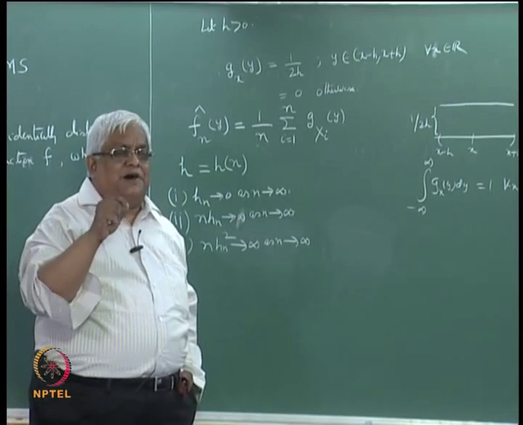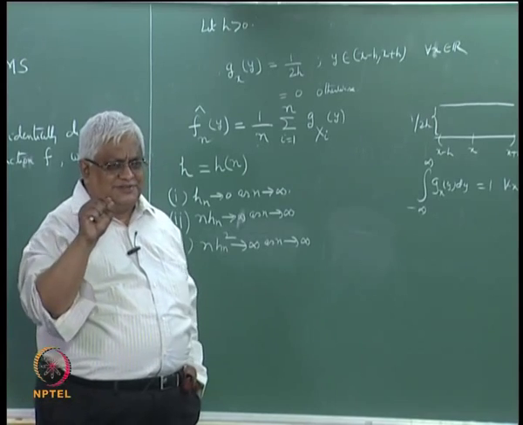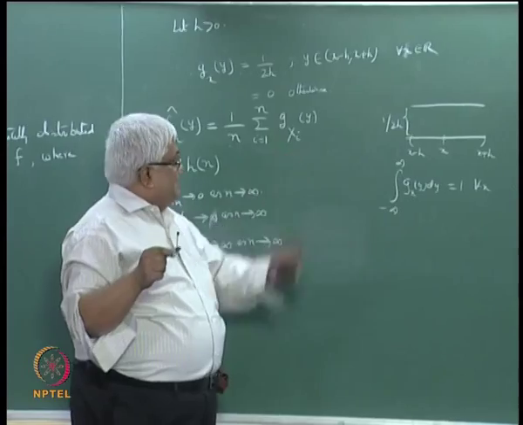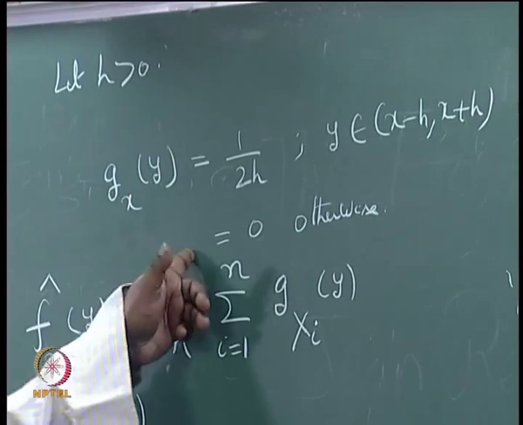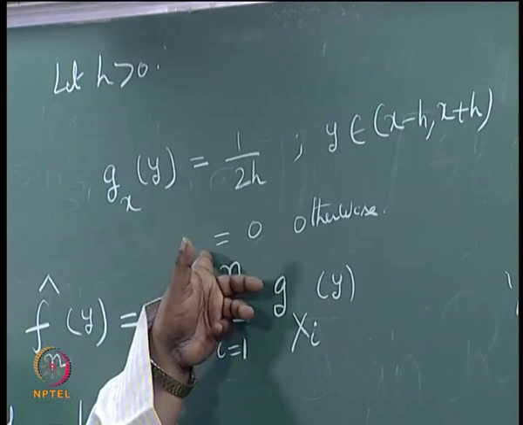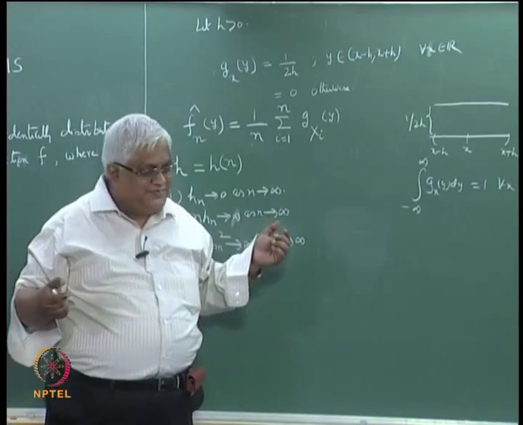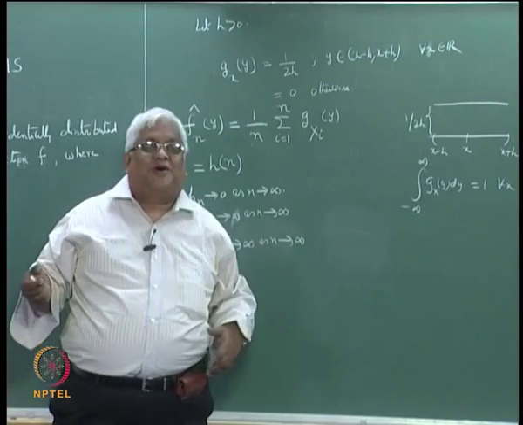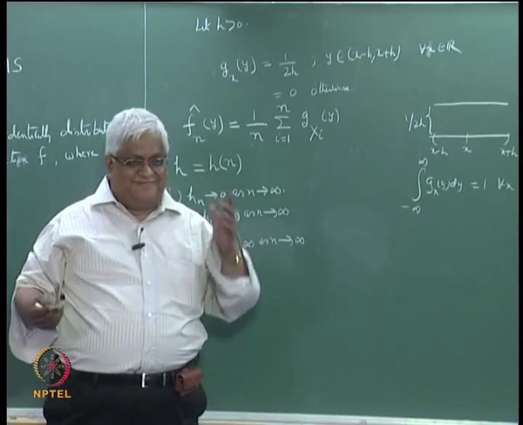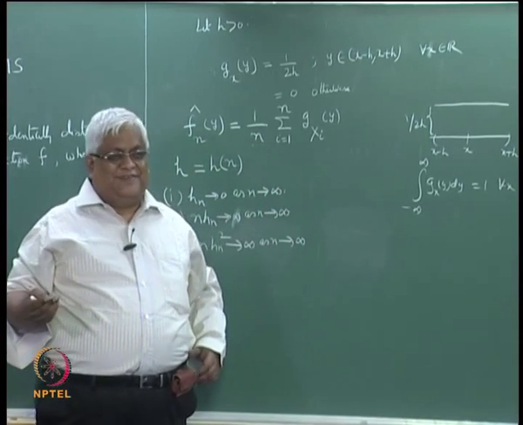So, you will also see the word Parsons windows in the literature. Now, let us look at this function. This is the uniform distribution as you know it. You might ask me a question: suppose I do not take uniform, I take some other distribution, then what is going to happen? Yes, you need not take a uniform distribution.